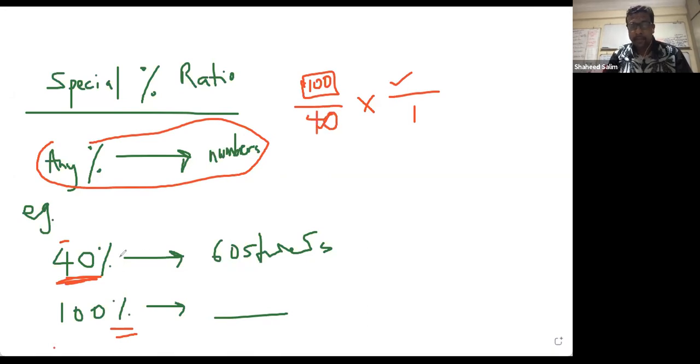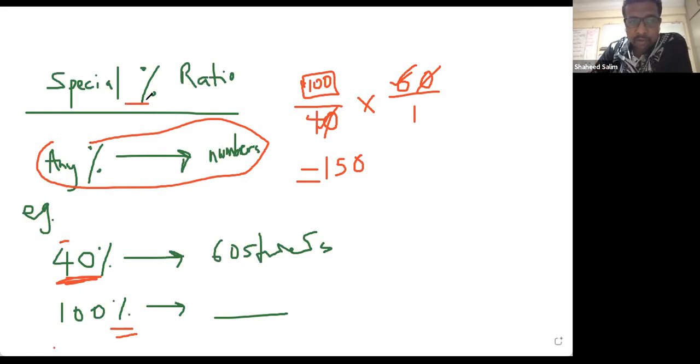And then this corresponds to a number. It's connected to a number. We write this number here, and then you will get your answer. You will get what 100% is. Your answer is 150, I think, 150 students.